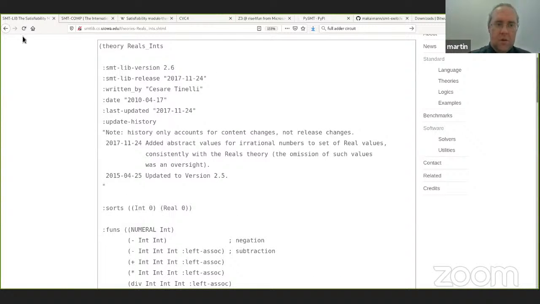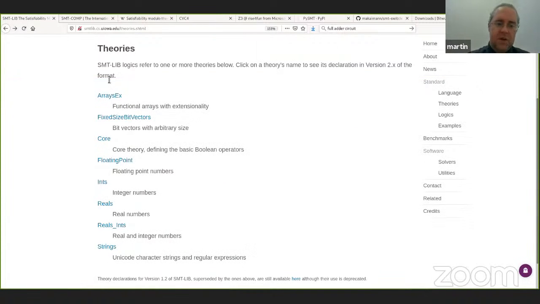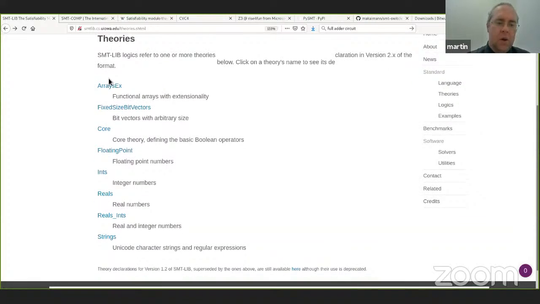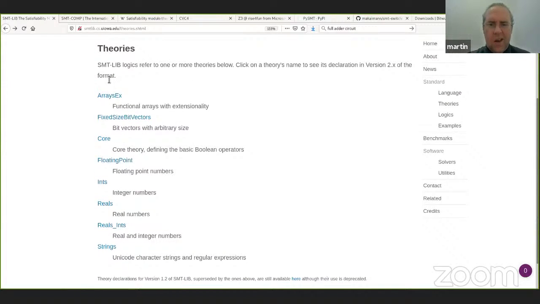Cool. So those are our current standard theories. There are a few more that are under development, but if you want to know, okay, what can I do with strings in an SMT solver? That's the file you want to look at. This one here. Then there's the concept of logics. So if we click on logics.